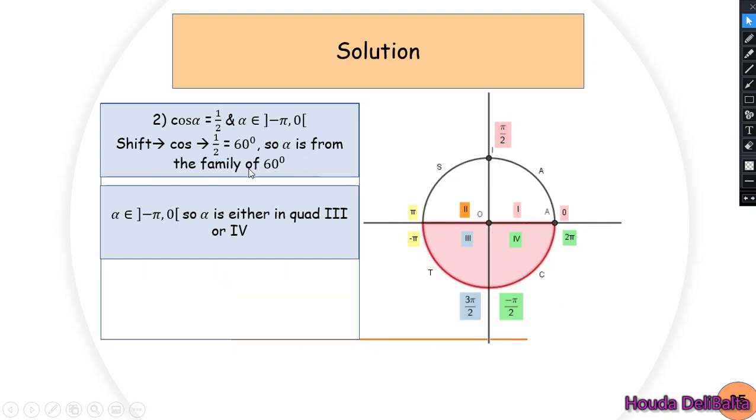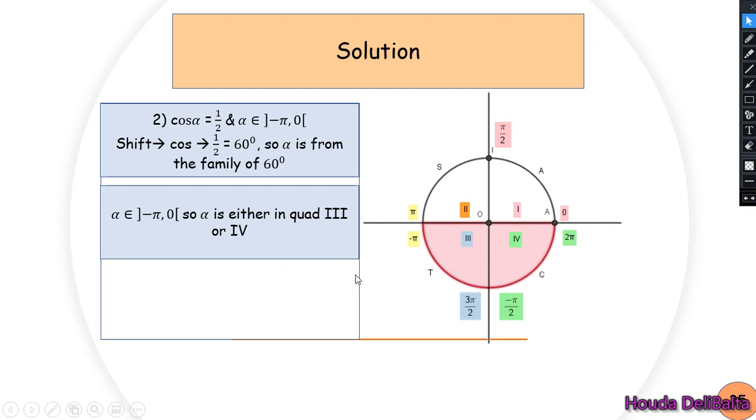Alpha is from the family of 60. Using the given interval, alpha belongs to minus pi to 0. I move in the positive sense, anticlockwise. So I shade the part between minus pi and 0, which is either quadrant 3 or quadrant 4. Then alpha belongs to one of these quadrants.